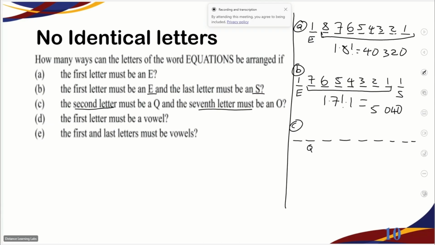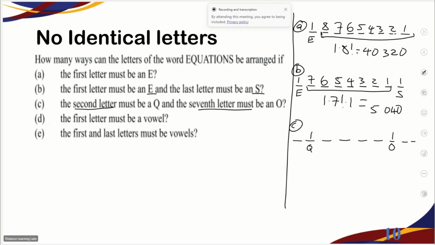The 7th letter must be an O. 1, 2, 3, 4, 5, 6, 7. That there must be an O. On the restricted position, because there is only 1 Q that is competing there and 1 O that competes there. On those positions, we are going to write 1, 1. There is 1 Q on the word equation, hence 1. There is 1 O on the word equation, hence 1 on the 7th position.